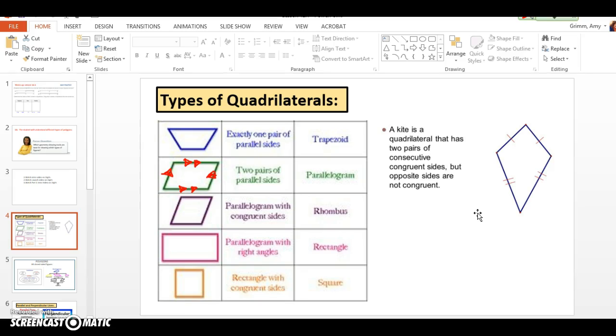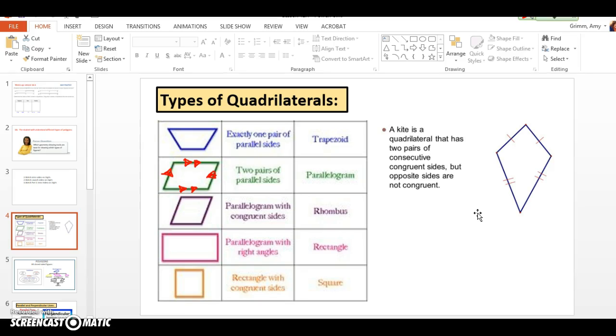Next one is a parallelogram with congruent sides. That's what we call a rhombus. A rhombus is basically like a square, except it doesn't have 90-degree angles. Then you have rectangles. Rectangles basically are parallelograms, but they have to have right angles. A square is basically a rhombus, but it also has to have 90-degree angles.